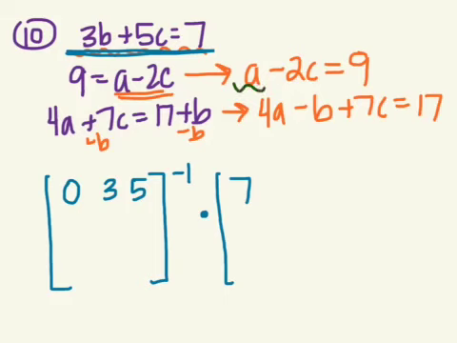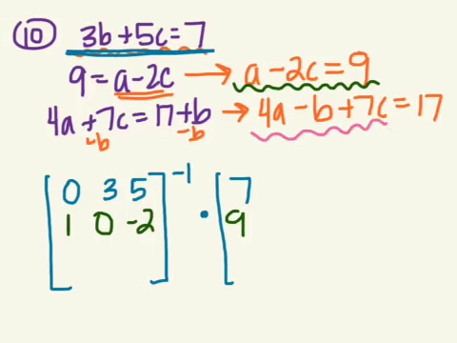The second equation, the A minus 2C, that's a 1A, so we're going to put a 1 where the A is. There's no B in that equation, so we're going to put a 0. A negative 2 for C, and then it's equal to 9. And then finally, for this last equation, we're not missing any variables, so no zeros needed there. A 4 where the A is, negative 1 for B, 7 for C, and then 17 on the other side.